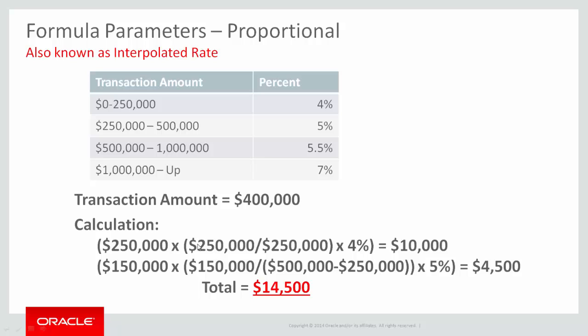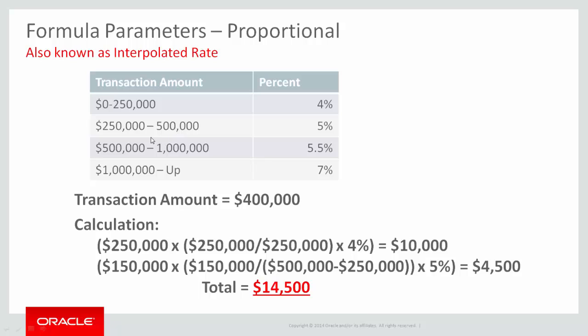So we're going to take that $250,000 and say, how far did it make it into it? And it made it all 250,000 out of a possible range of 250,000, which is going to yield 250,000 divided by 250,000, which is 1. And just remember that, and I'll tell you why that's important in a second. So we take this $250,000 times 1 times 4%, and that yields us $10,000.